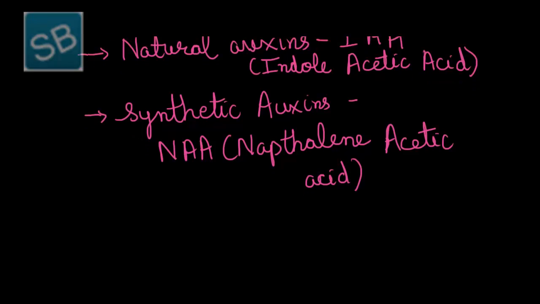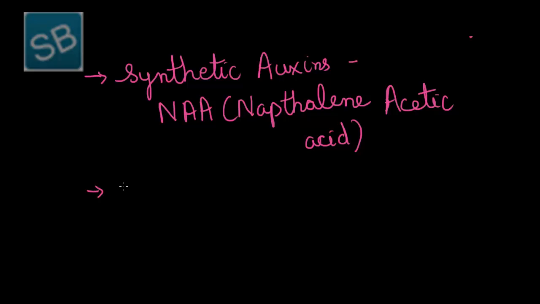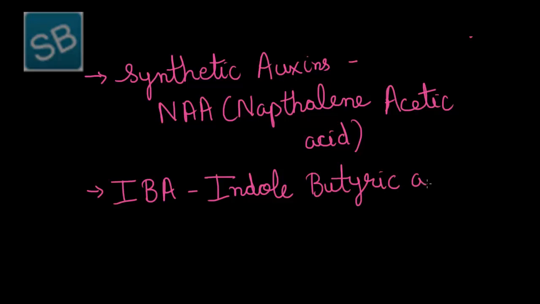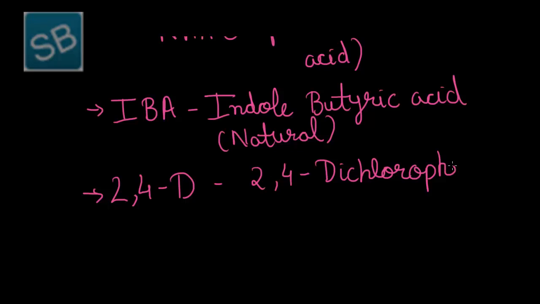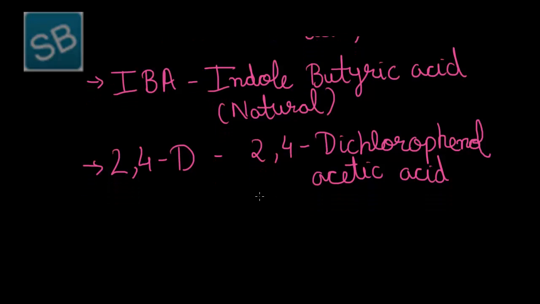The other examples of these auxins include IBA, that is indole butyric acid, which is an example of natural auxin, and the other example of synthetic auxin includes 2,4-D, that is 2,4-dichlorophenoxyacetic acid, which is an example of synthetic auxin.